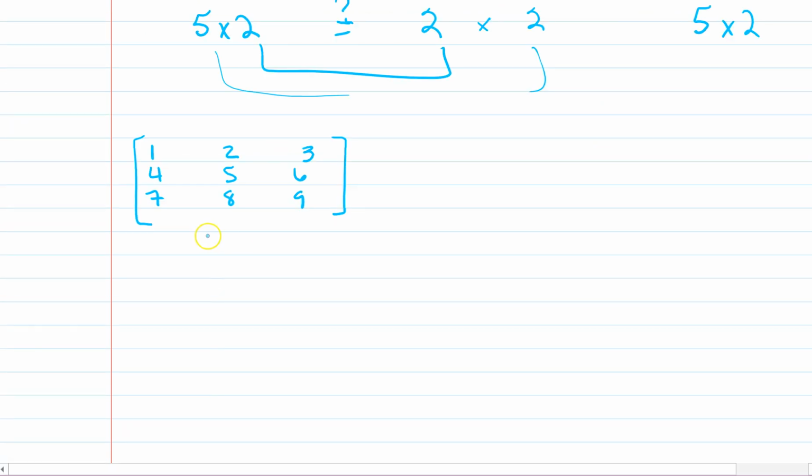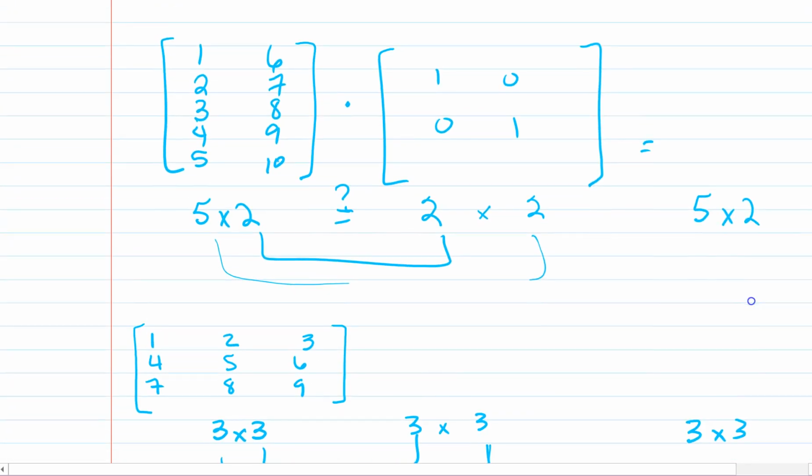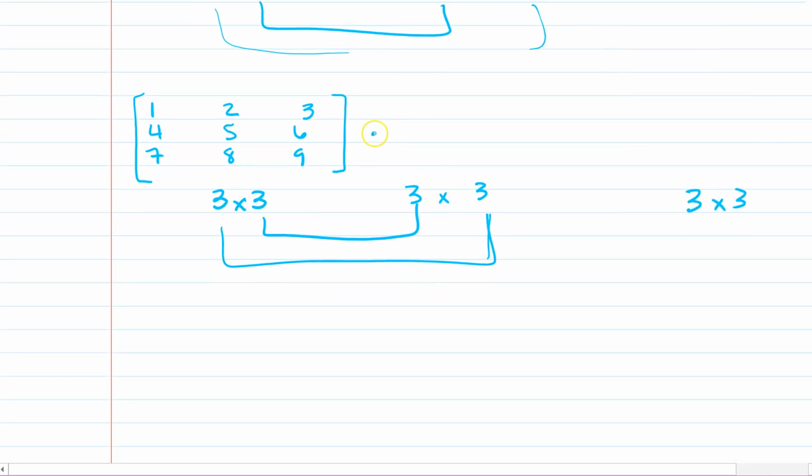One more, if you don't mind. Here I have 3 rows, 3 columns. I want a resultant of 3 by 3. So I know the inside has to be 3 for it to be defined, right? And so how am I going to get 3 by 3? It's going to have to be another 3 by 3. It's not always the same thing. Notice 5 by 2. Okay, so it's going to be a 3 by 3. And so the first row is going to be 1, 0, 0. Then 0, 1, 0. And 0, 0, 1. And that's my identity matrix.